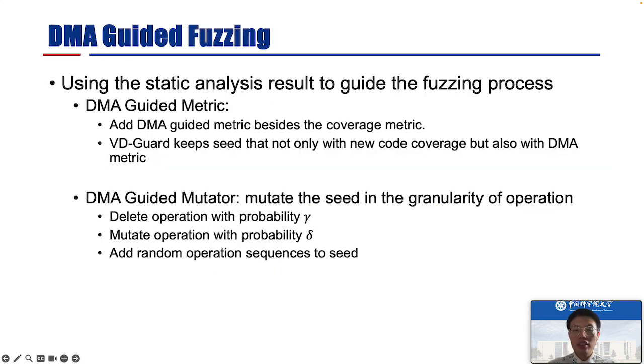With the constructed initial seed and the static analysis result, we perform DMA-guided fuzzing. In detail, the DMA-guided metric makes VDGuard keep seeds that not only cover more code but also trigger a DMA operation, and the DMA-guided mutator splits the seed into operations by the previously inserted separator and mutates them at the granularity of the operation.